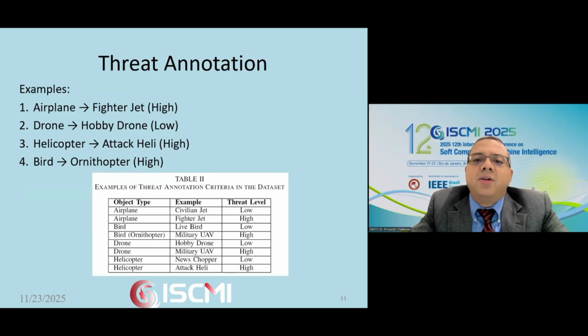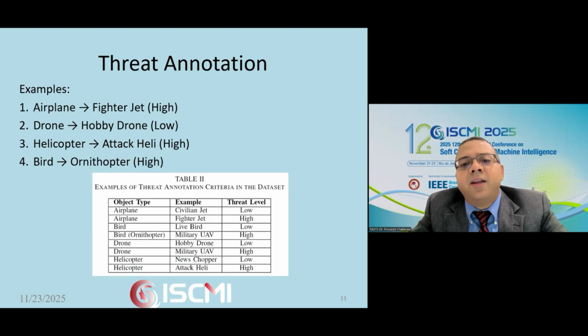Now, the threat annotations. We do have the leveling of these object types and their threat levels. For example, civilian airplanes were given low, fighter jets high, hobby drones low, and military UAVs high, and so on. Generally, birds versus a military ornithopter are very different threat categories.